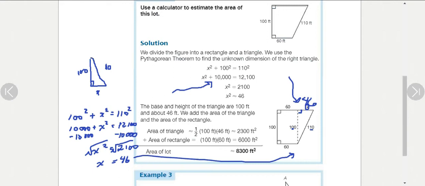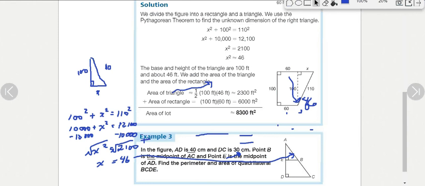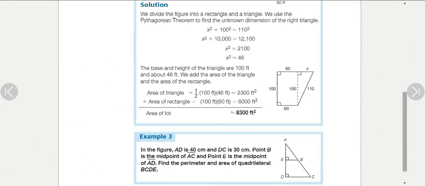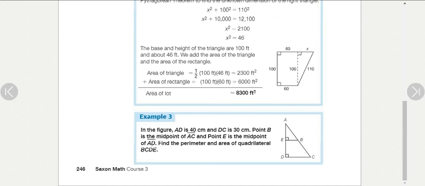Find the area of that. 46 times 100 divided by 2 is 2,300 feet squared. Add that to the rectangle, which is 60 times 100 is 6,000. Comes to a total of 8,300 feet squared. Probably the hardest part of that was the algebra that we did over here with the Pythagorean theorem. We haven't done a lot where you're missing the base, so something to look over and get more comfortable with.